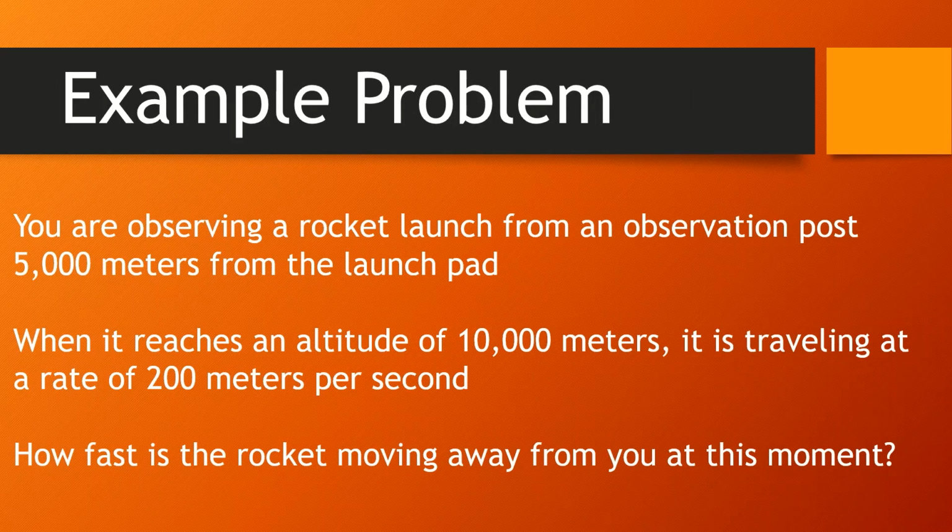Now that we have everything cleaned up and we have the 5 easy steps, let's see an example problem. Say you're observing a rocket launch from an observation post 5,000 meters from the launch pad. When it reaches an altitude of 10,000 meters, it is traveling at the rate of 200 meters per second. How fast is the rocket moving away from you at this moment? That's the question that we need to answer using the 5 steps that I said before.